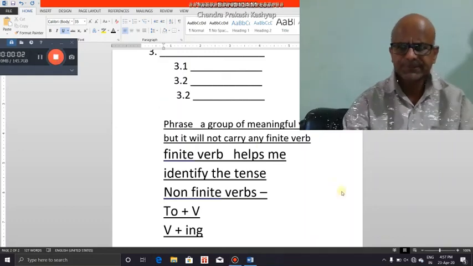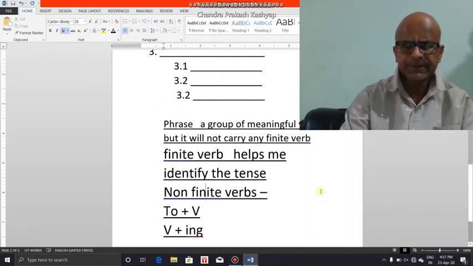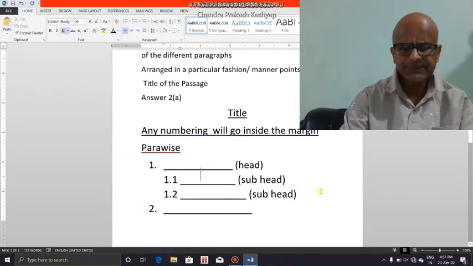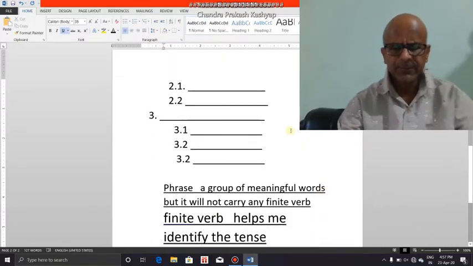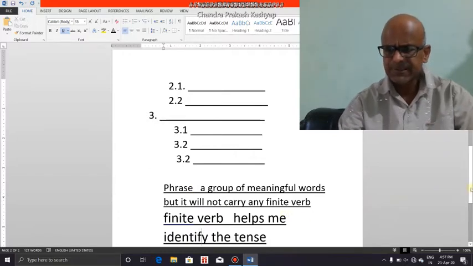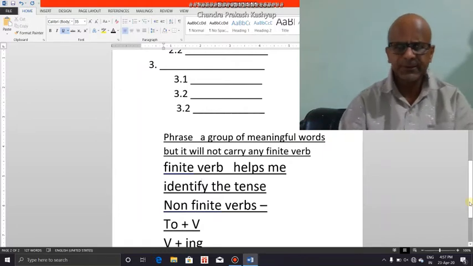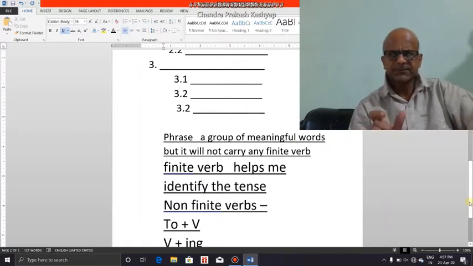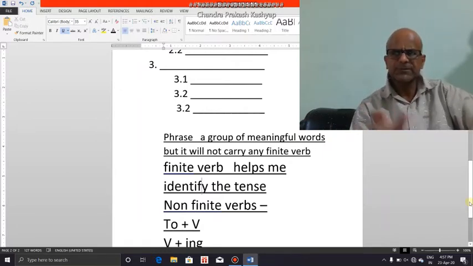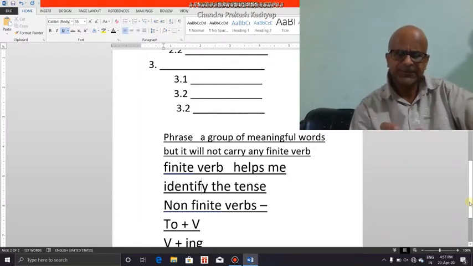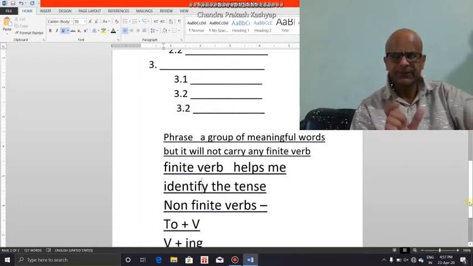Whatever you write here in these blanks will be a phrase. First, it will be a phrase. Second, you must understand, if you want it in a more intelligible manner, that a group of words, if you're using a phrase, should not carry any such word as tells you or helps you identify the tense.